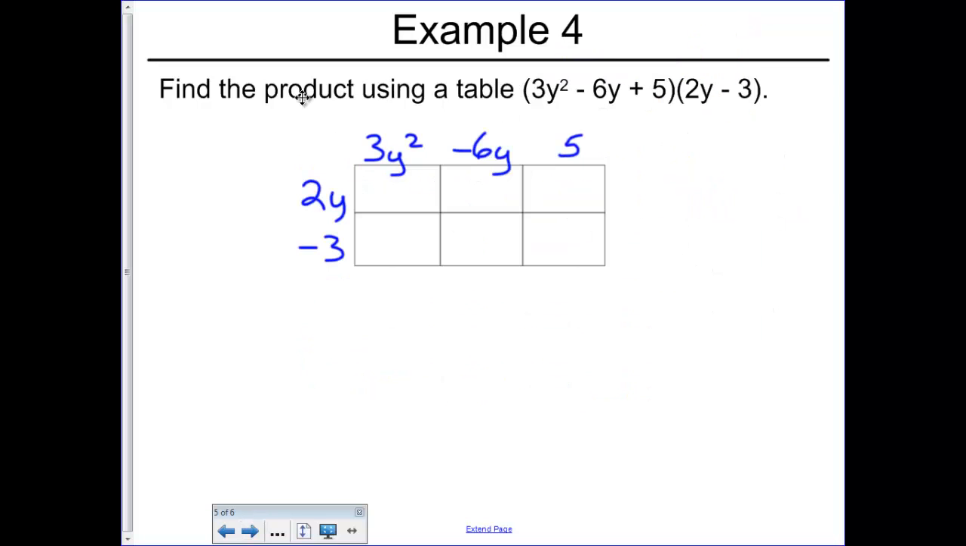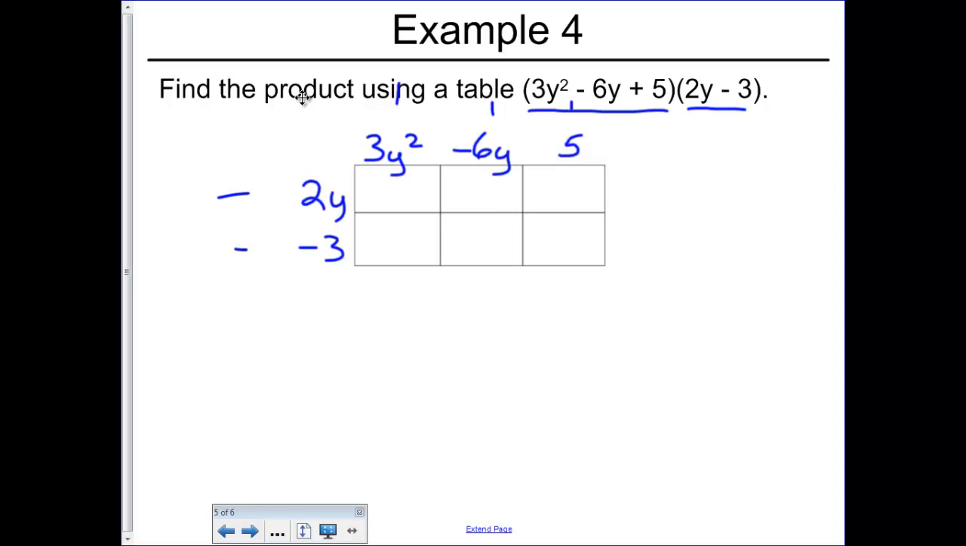For example 4, we're going to use another method called using a table. For those of you that pay attention during science, you might notice that this looks very similar to a Punnett square. All we did was take this trinomial and put it in 3 columns, 1, 2, and 3. The binomial we put in 2 rows, but we're still going to do a multiplication just like we did before.